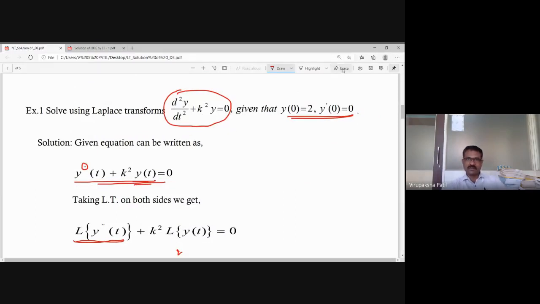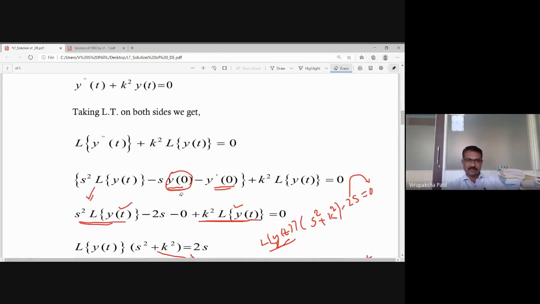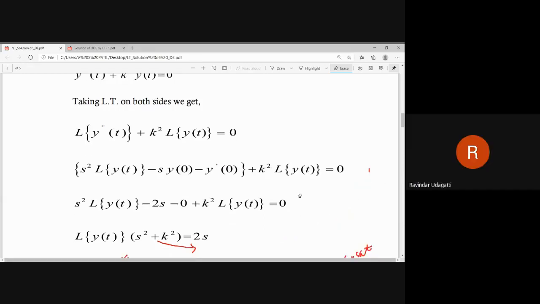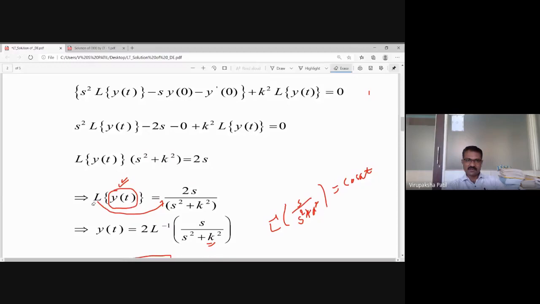Given IVP. In this fashion, you are going to use Laplace transforms to solve a given initial value problem. Is that clear? Yes, sir. This example is clear, everyone? Clear or no?